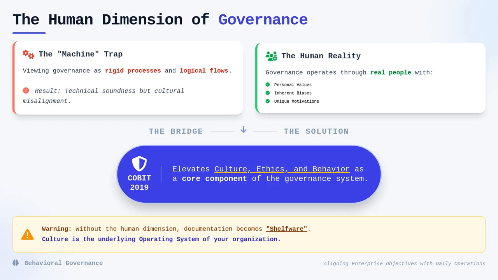To align enterprise objectives with daily operations, we must acknowledge that culture is the underlying operating system that governs how employees interact with the rules we set.